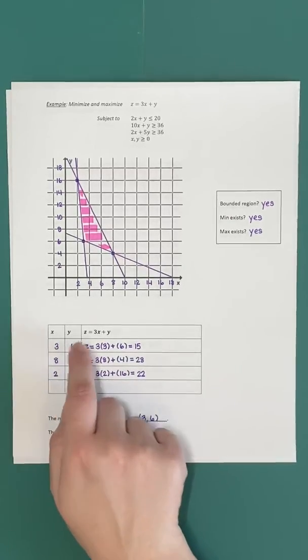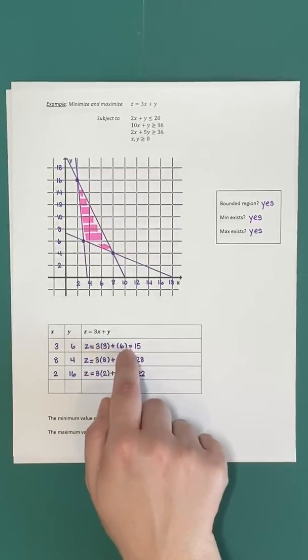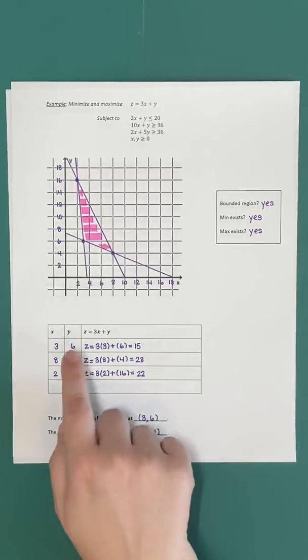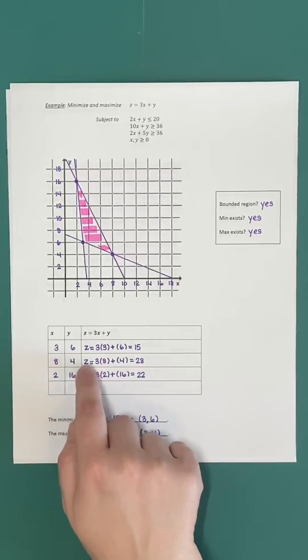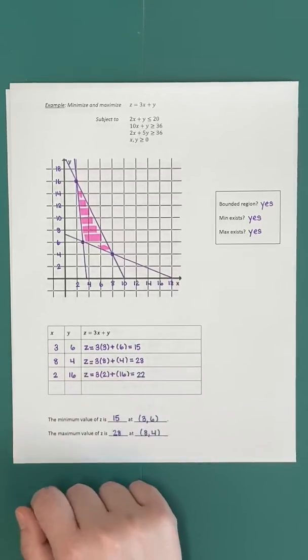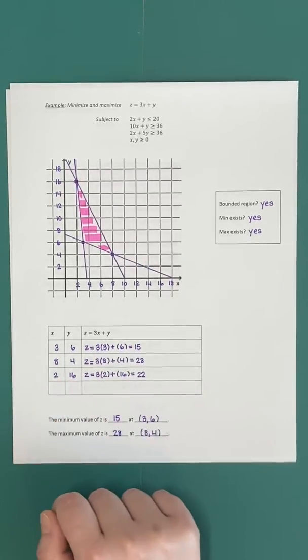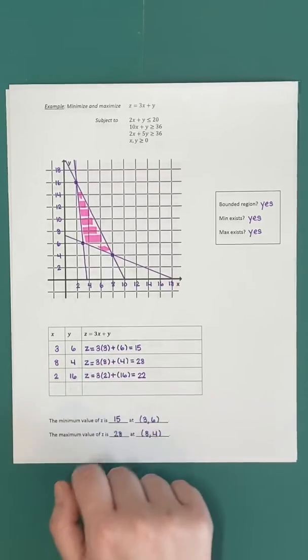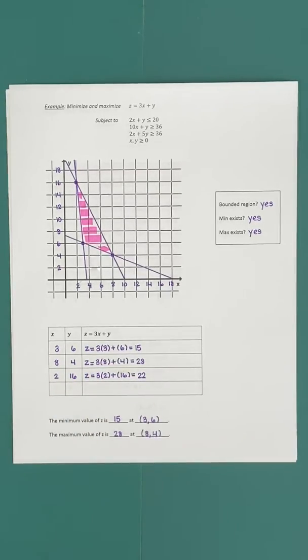So for (3, 6), if I plug it into my objective function, I get an output of 15. For (8, 4), I get an output of 28. And then for (2, 16), my last corner point, I get an output of 22. Okay, so as of right now, that's everything we need. We have to interpret what we're looking at though.